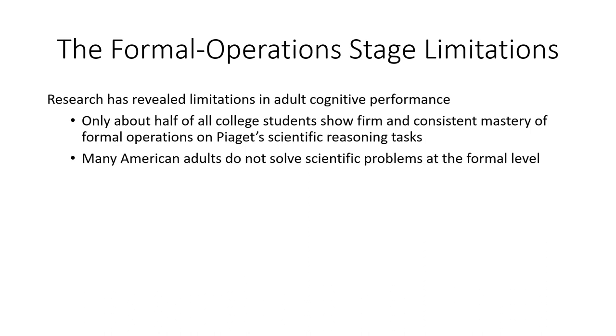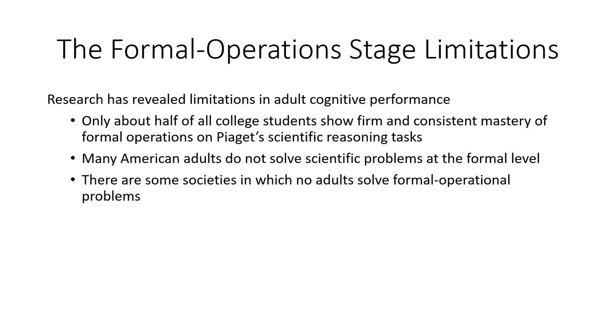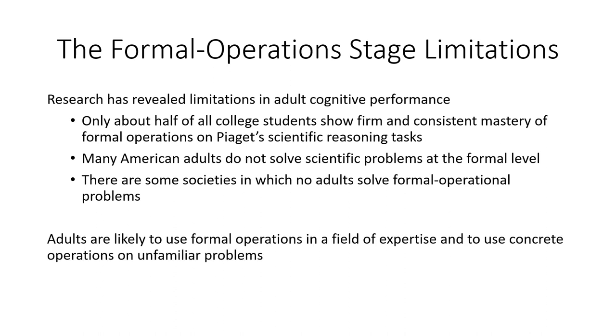Many American adults do not solve scientific problems at a formal level. I mean, we could probably see this with the way the world is going right now. And there are some societies in which no adults solve formal operational problems, especially hunter-gatherer societies. In actuality, adults are likely to only use formal operations in a field of expertise, then use concrete operations in unfamiliar problems. So even people who have PhDs solve stuff in their field with formal operations, but if it's something they don't have experience with, they actually use concrete operations.